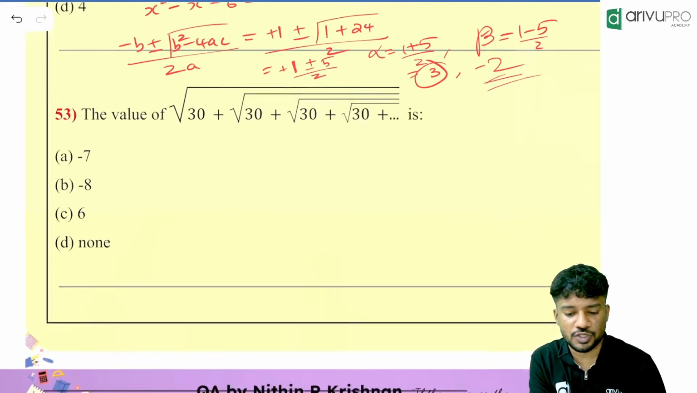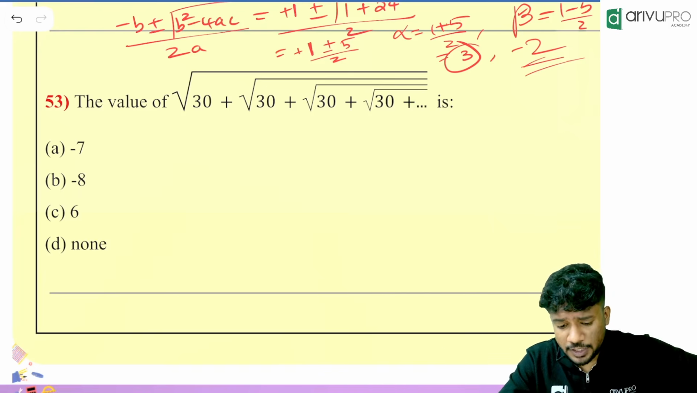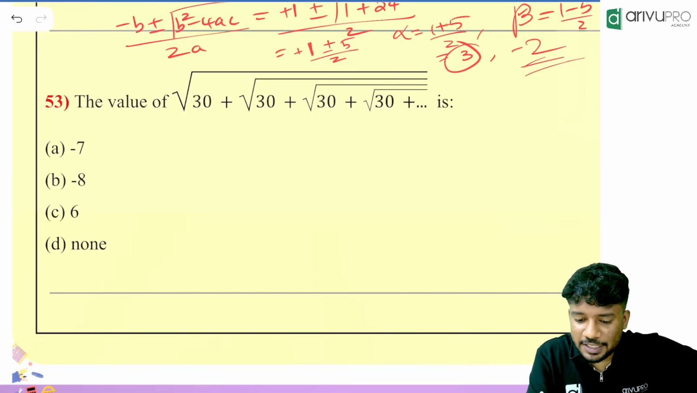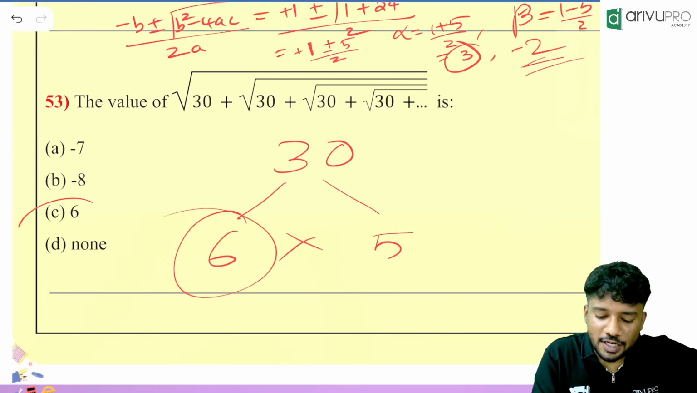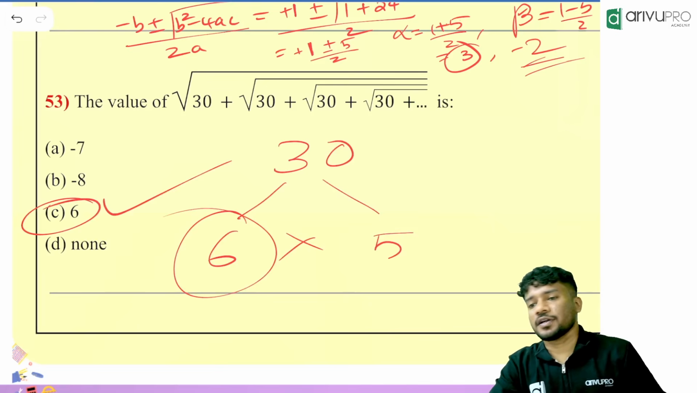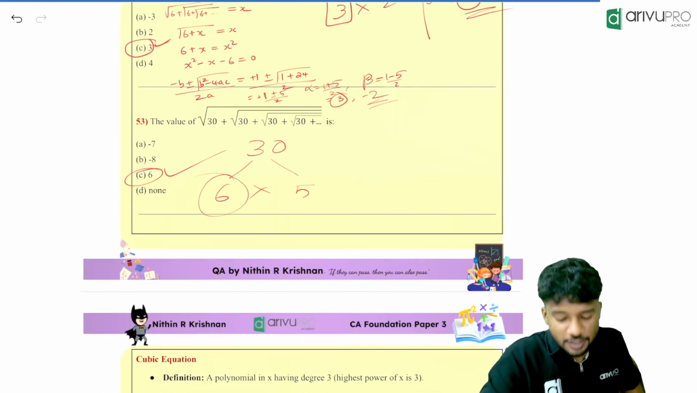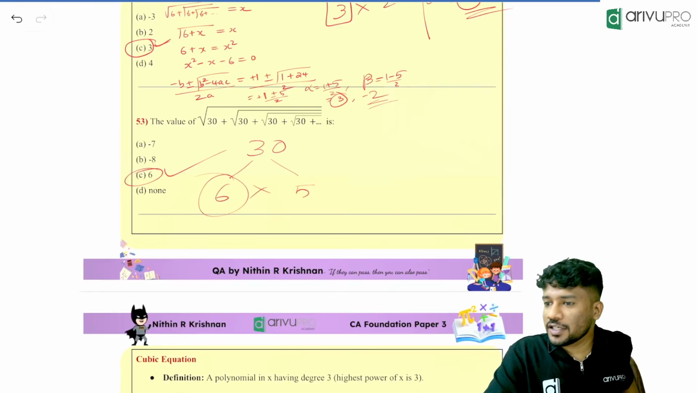Tell me for this question. Yes, Srimati, can you tell me how you got your option? Please tell me the answer for this question. 30 can be written as the product of what and what? 6 and 5. So the bigger value is your answer. Option C is your answer. Understood, people? Very easy question, very easy answer. This is the approach. I hope everyone understood this.